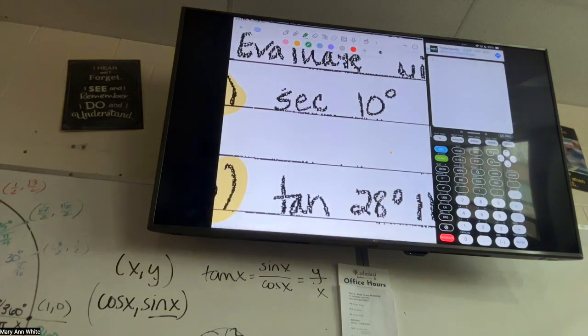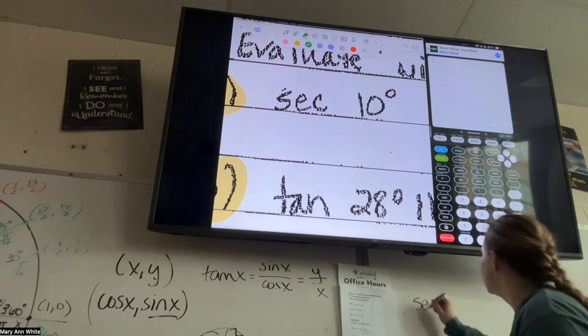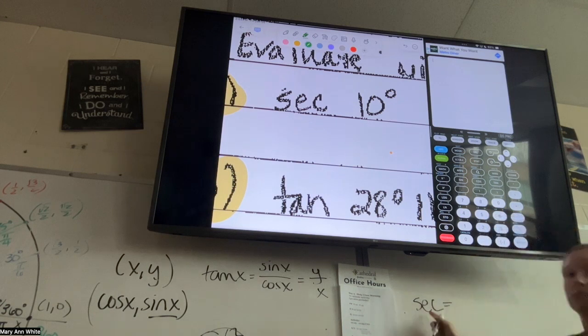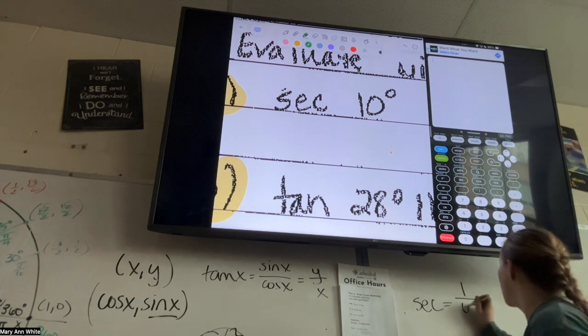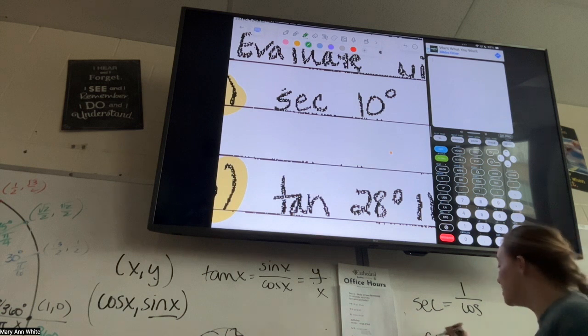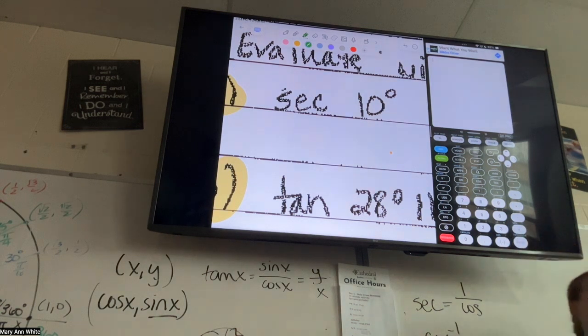Now we're going to do secant of 10 degrees. Do you see a button that says secant on here? No, I don't see secant anywhere. Can you remind me, secant is the reciprocal of which one? It's not cos to the negative 1, but it does go with cosine. It's going to be 1 over cosine. Cosine to the negative first, we're going to deal with in a few chapters.